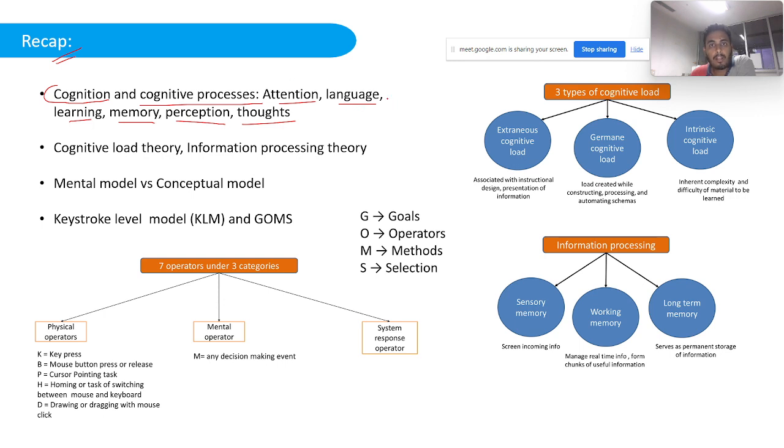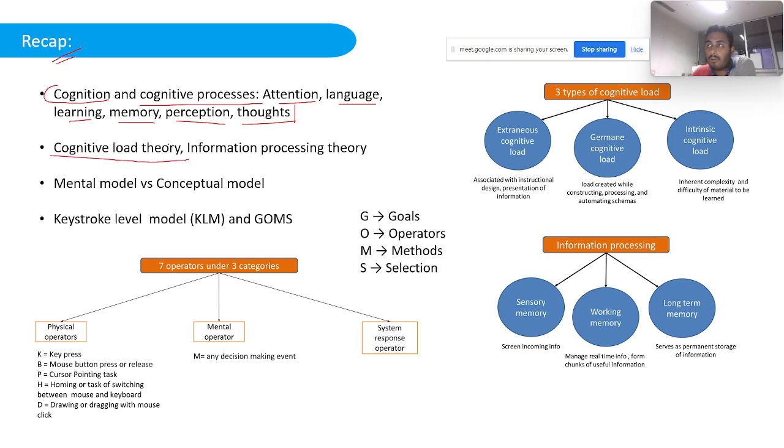So apart from the physiological activities or various navigational activities we perform in any task, there are also cognitive activities which happen inside the person's head, which we have to analyze during a usability study. Okay, and in the last class we discussed two theories.